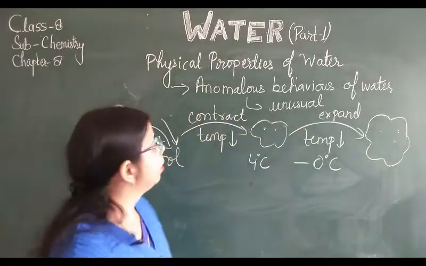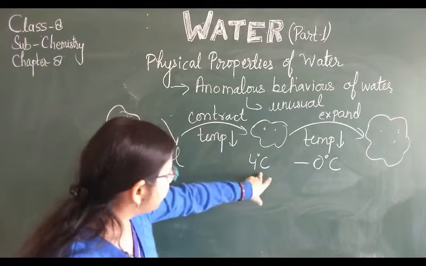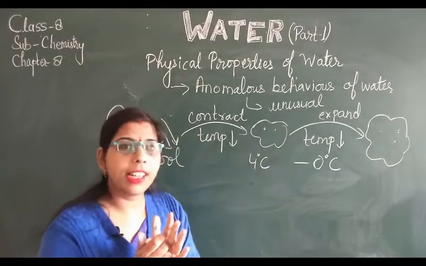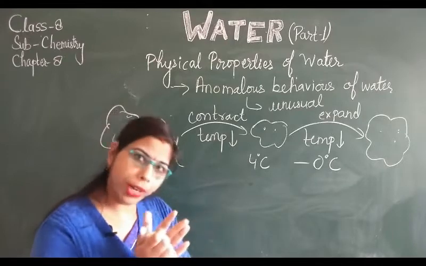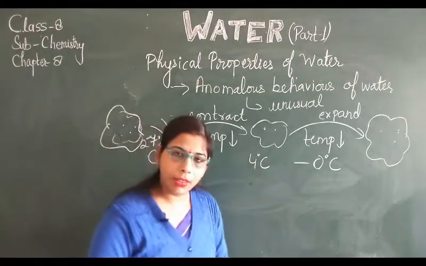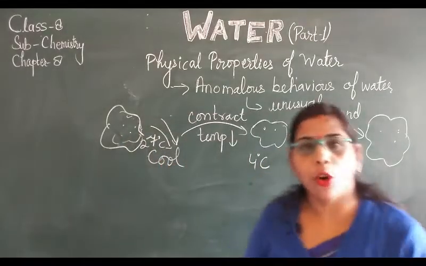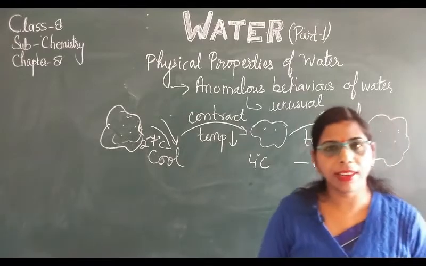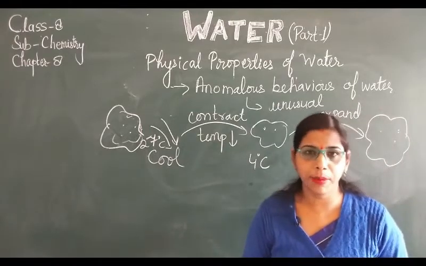Okay, now that means we can say at 4 degree centigrade the molecules of water are at the densest position, क्योंकि यहीं पर contract ज़्यादा हो रहा है. Okay, now this is all about the physical properties of water, and the rest of the topics of this chapter, that means the chemical properties and other things, I will discuss in the next video. Till then, bye bye, thank you.